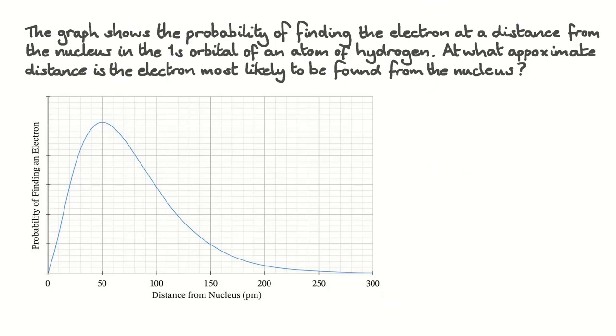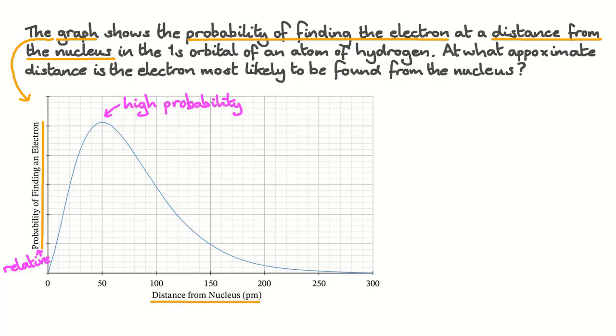The graph shows the probability of finding the electron at a distance from the nucleus in the 1s orbital of an atom of hydrogen. At what approximate distance is the electron most likely to be found from the nucleus? Here's the graph. The probability of finding the electron is on the y-axis, and its distance from the nucleus is on the x-axis. Without units for the probability axis, we can assume we're dealing with relative probability. So points that are higher up the y-axis have a higher probability than points that are lower.